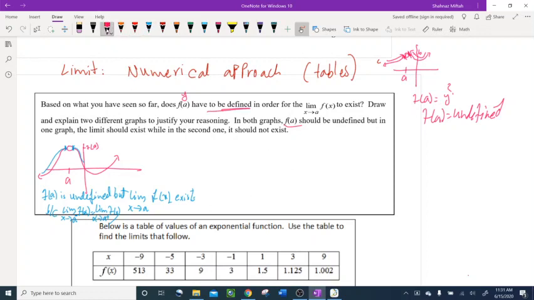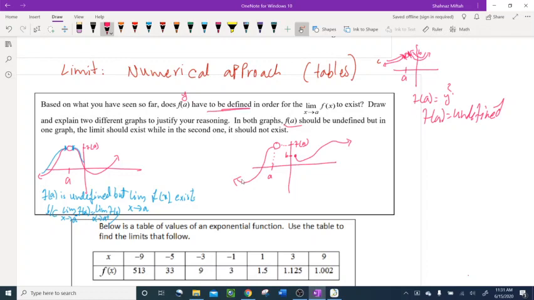Now let's draw another graph where the limit does not exist and f of a has to be undefined. So I'm going to make this f of a again, and this f of a has to be undefined, for example. And then I have probably another one. Let's try that. And pretend that's b. Okay, so in this case, f of a is undefined. It's still the hole. And I can ask, does the limit exist?